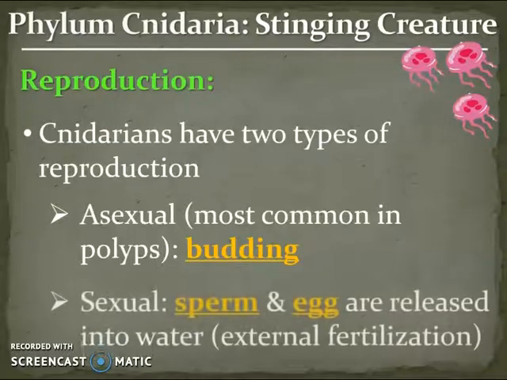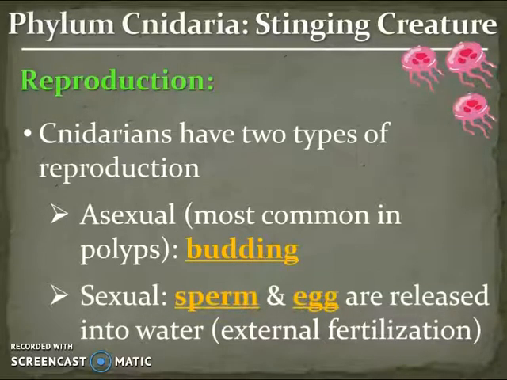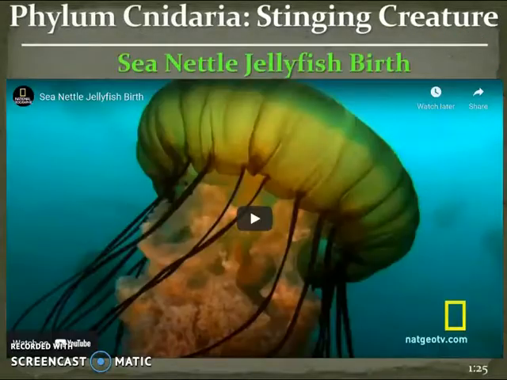Cnidaria also do sexual reproduction with sperm and egg, and again we have external fertilization. So we have fertilization that happens out in the water. The male releases the sperm, the female releases the egg, and they hope that they meet in the water. So here is a quick video.